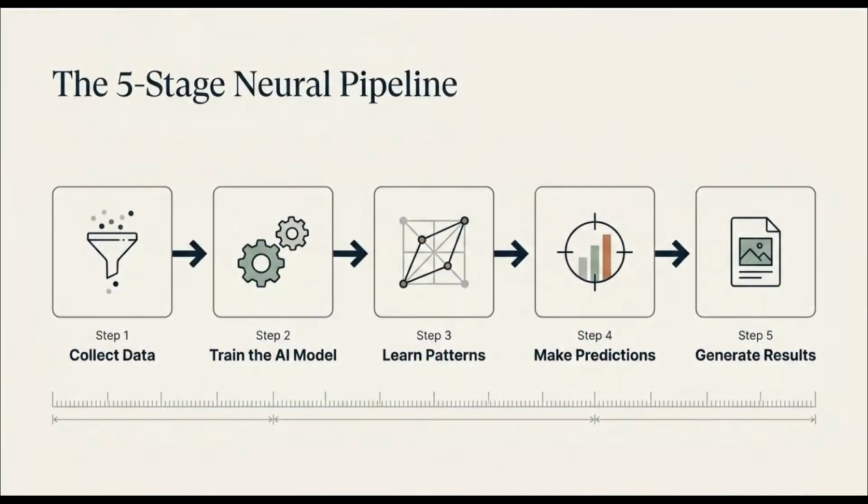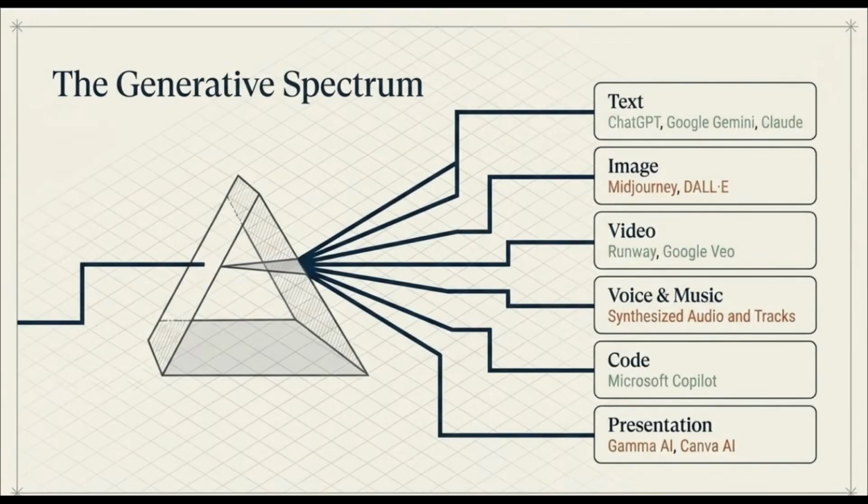An AI model works in 5 simple steps. Collect data, train the model, learn patterns, make predictions, and produce the final result. Generative AI can create many types of content, including text, images, videos, audio, music, computer code, and presentations.